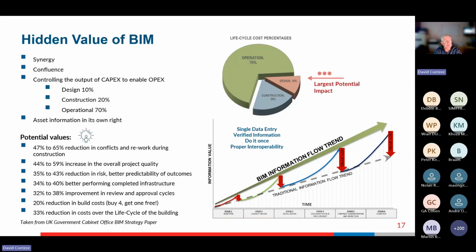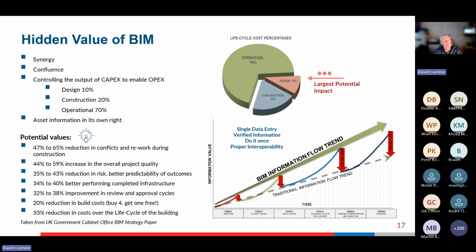All of those percentages are taken from the UK Government Cabinet Office, where they did some analyses trying to assess what the improvements are, and those are really big improvements. So 20% reduction in build costs by using BIM.